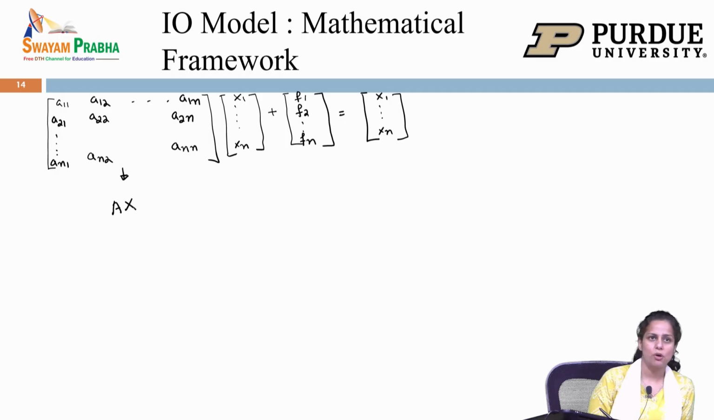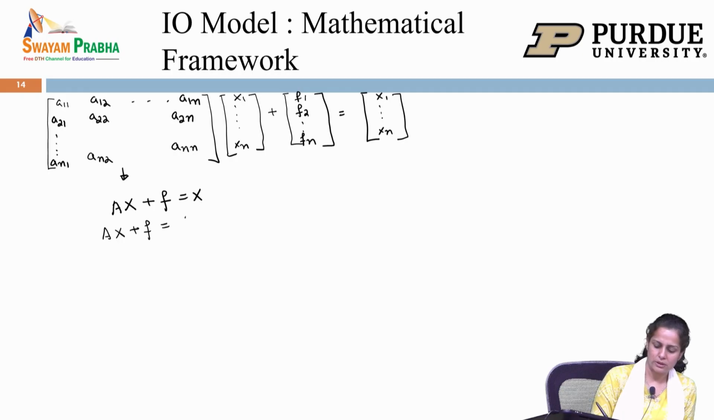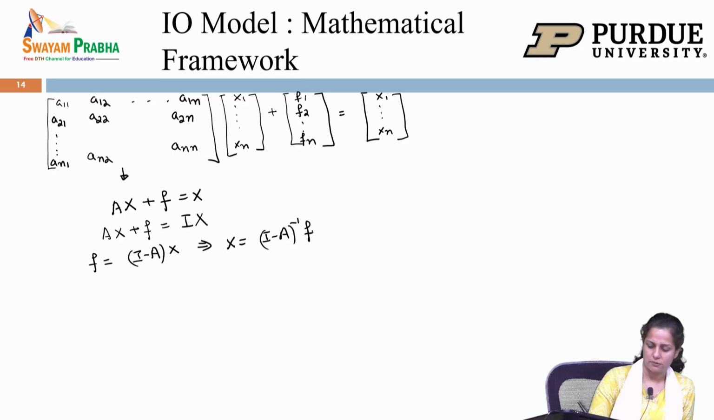This is the vector of all the through flows x's, plus the final demand vector f, is equal to x. I can simply write Ax plus f is equal to x, multiplying this x by an identity matrix. Then we can take these two together. So we have f is equal to I minus A times x, which means that I can calculate x is equal to I minus A inverse times f. This is the famous Leontief model, or what we call the demand driven Leontief model.